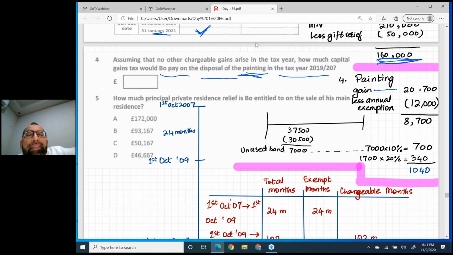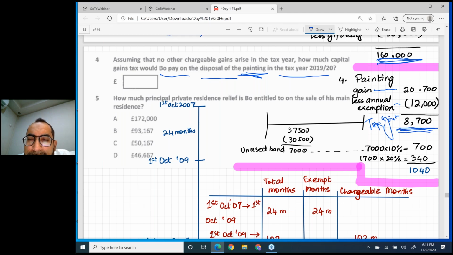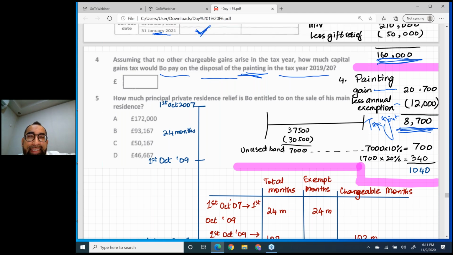For every fiscal year, especially for the 2019/20 fiscal year, the annual exemption is just 12,000. So let's deduct the annual exemption of 12,000. This is your taxable gain, that is 8,700. Okay, now you have to compute tax.